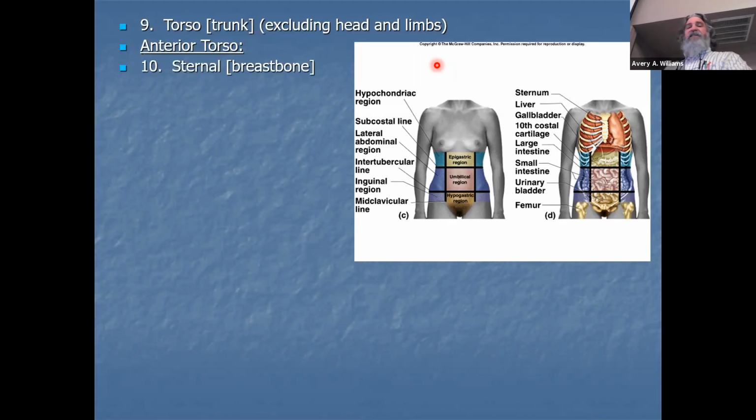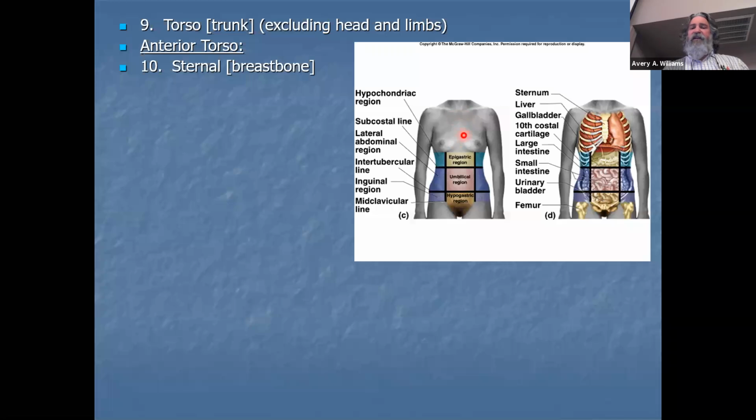So regions of the anterior torso include the sternal region. That's an adjective. The noun would be sternum. Your sternum is your breastbone. Look right here. This one's kind of see-through, this individual, and you see the breastbone, the sternum. And so the sternal region doesn't have to be just of the bone, but it can be the center of the chest right here. All right, sternal region.